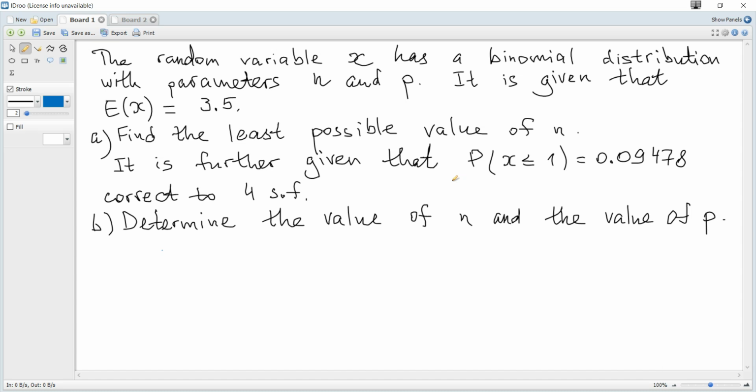The random variable x has a binomial distribution with parameters n and p. It is given that the expected value of x is 3.5. A. Find the least possible value of n.